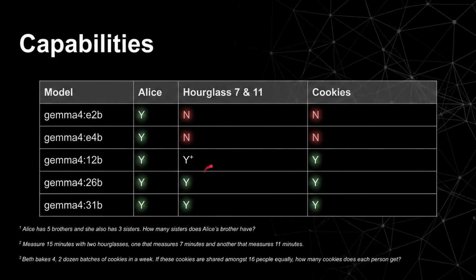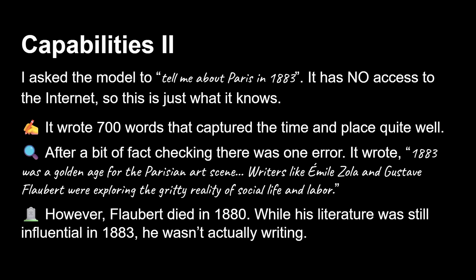So this is a marking to show you the capabilities, much more capable than the smaller ones, and much less memory required than the 26 billion or the 31 billion ones. So it's a really good model, right in the middle, depending on what hardware you've got to run it. I thought I'd try another one to get an idea of its capability. So I asked the model, tell me about Paris in 1883. Now it has no access to the internet, so whatever it writes is what it knows, what it's been trained on. So it wrote 700 words and actually did capture the time and place of Paris in 1883 pretty well.